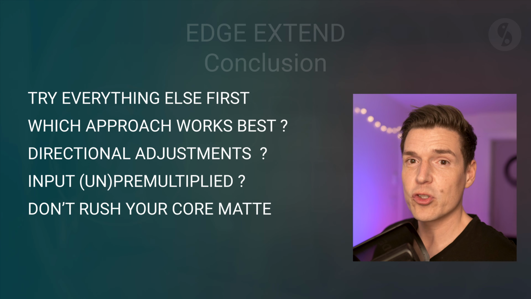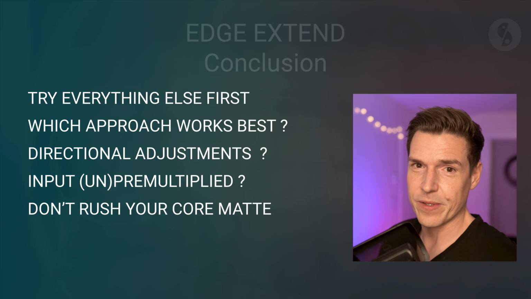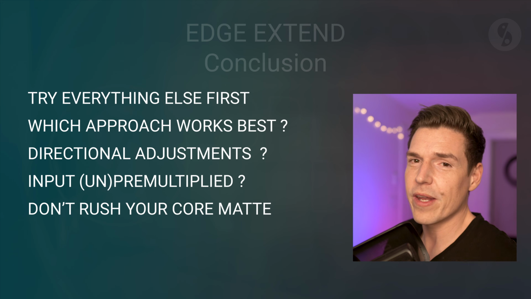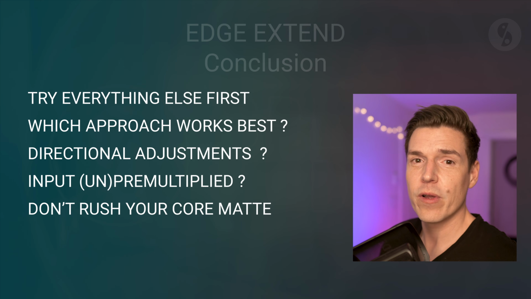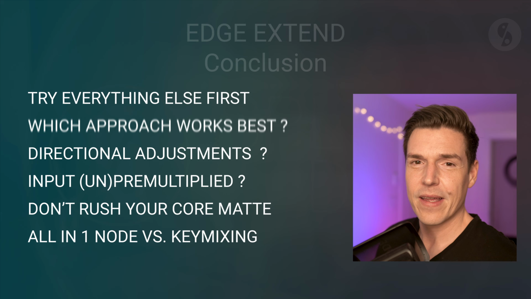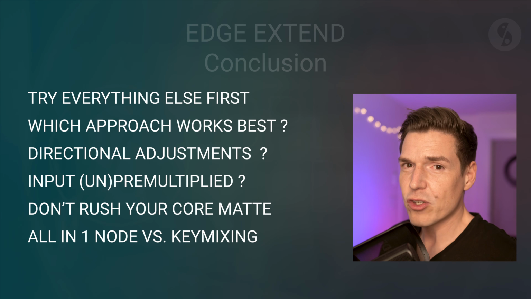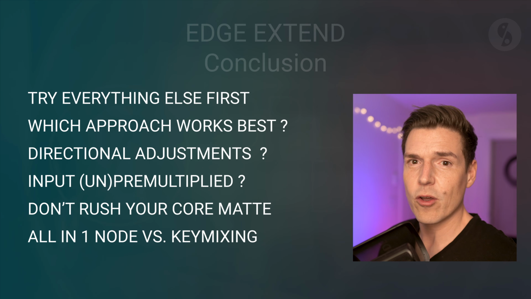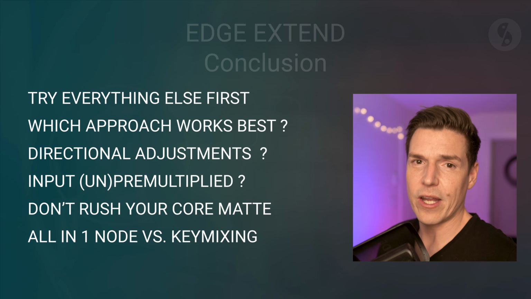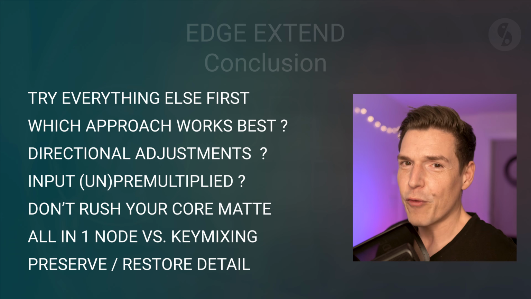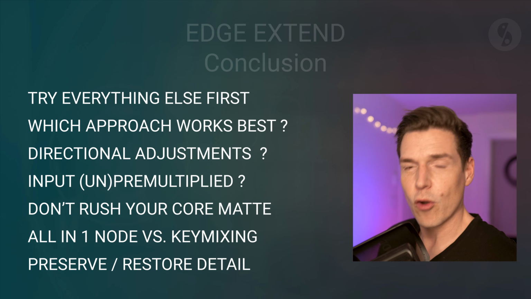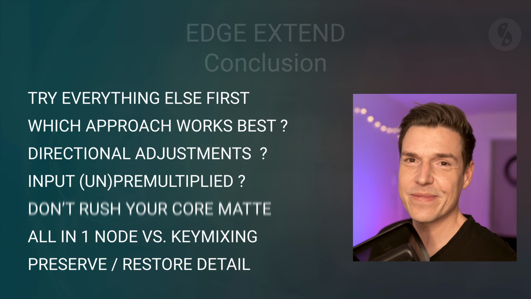Take your time to establish a core mat that lets your edge extend tool work as procedural as possible. You don't want to animate or tweak too much within the tool, frame by frame. Think about if you really need to use multiple edge extends and keymix them, or if you can actually make the necessary tweak within the core mat and stick with only one edge extend node. Finally, try everything you can to preserve or restore lost plate detail.